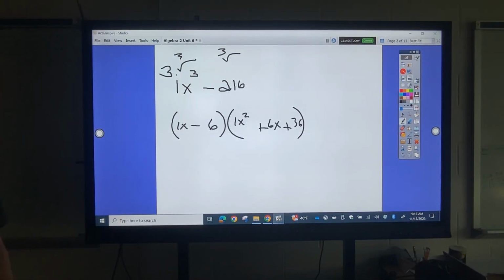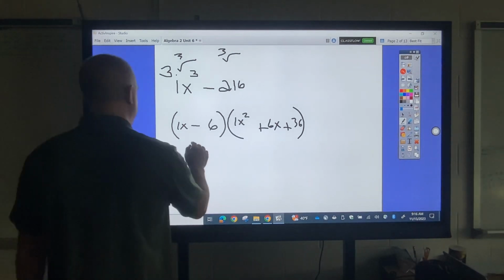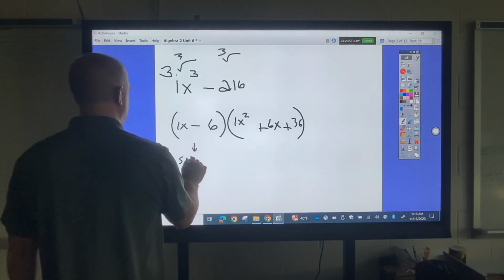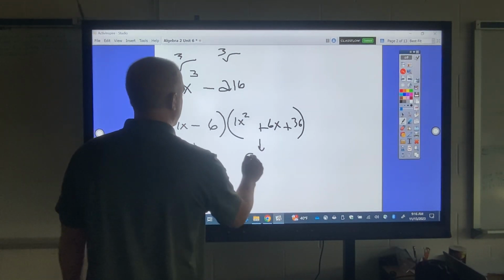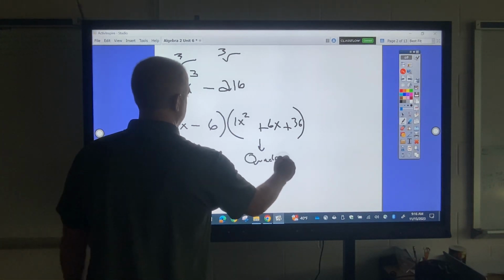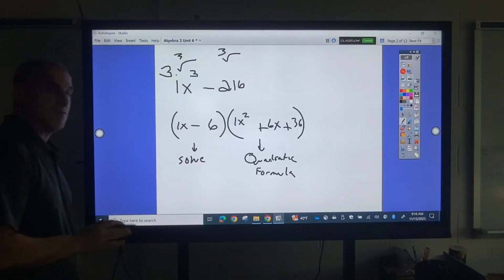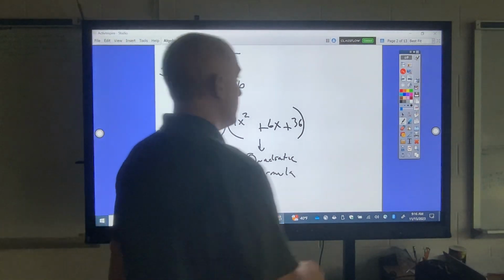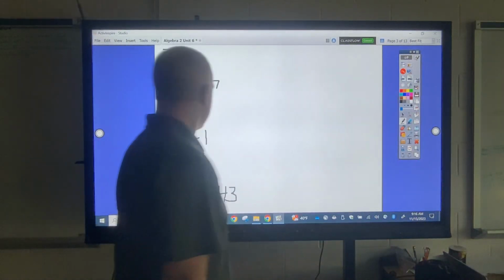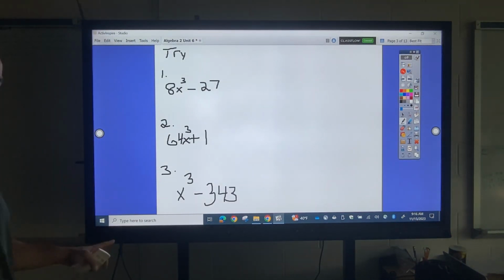One of the key things is that this is easy to solve. This, you're going to have to use the quadratic formula when you go to solve it, just so you know. We're not doing that right now, but just so you know. All right, so you guys go ahead and practice those.